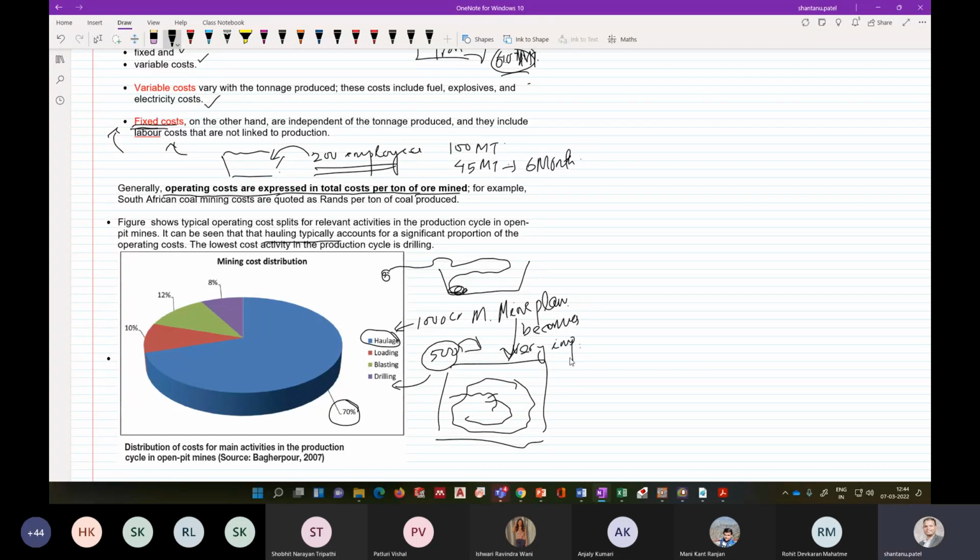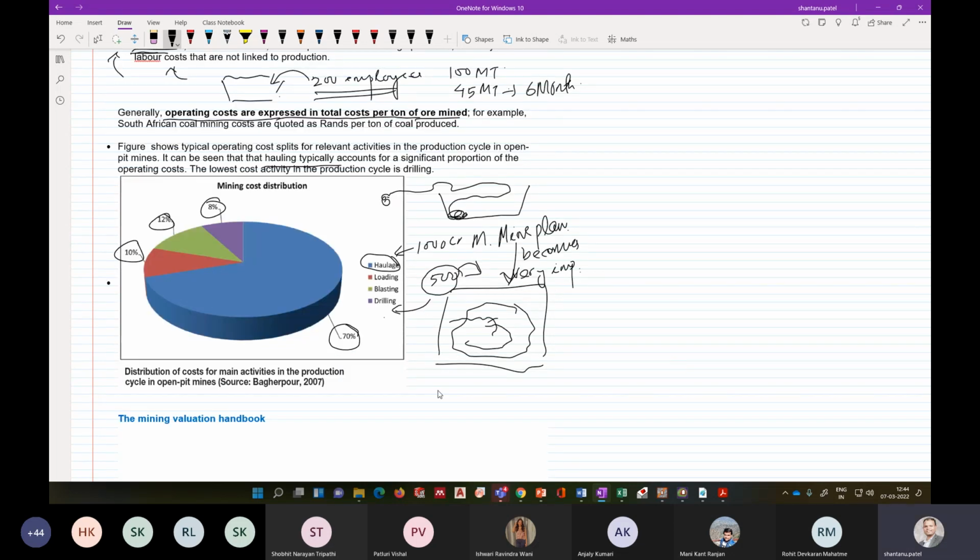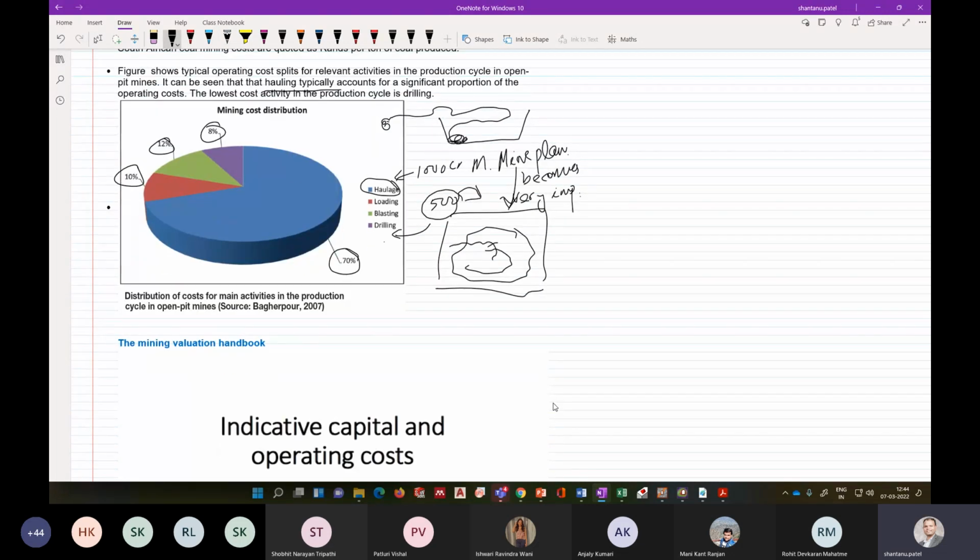Okay, so if you are a good mine planner, then you can save a huge amount of money for your business. And the other costs are loading cost around 10%, blasting cost around 12%, and drilling cost is 18%. So these are the different costs, and I took some information from this book. It's called Mining Valuation Handbook.